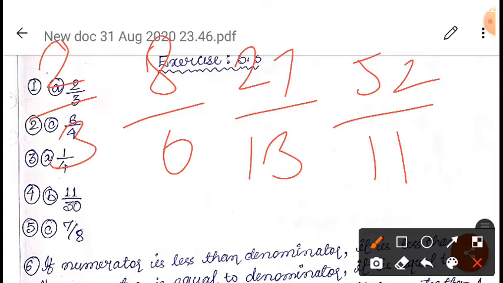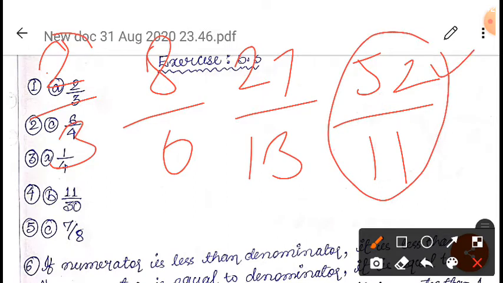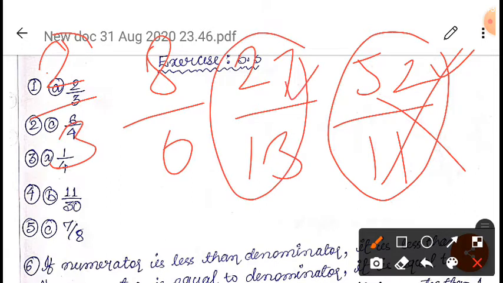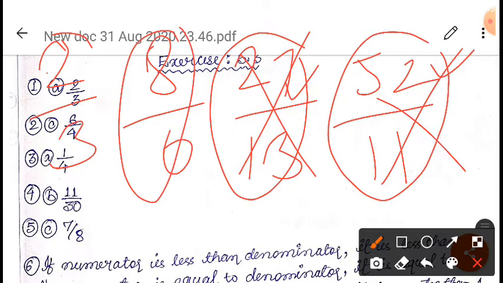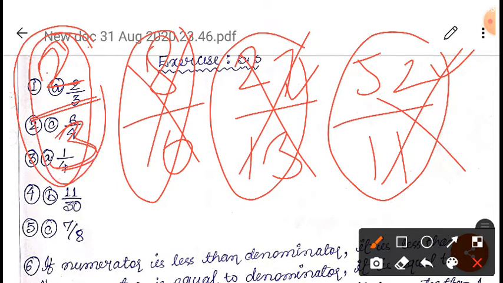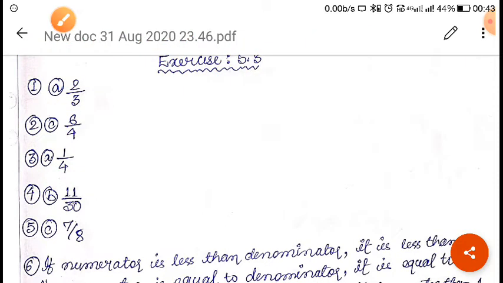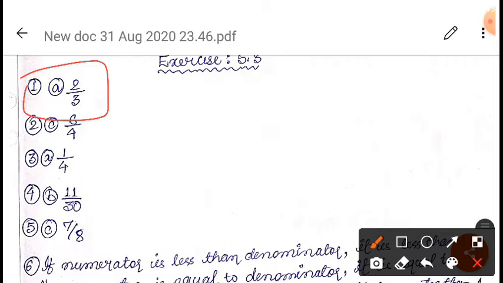So for a proper fraction, what I have told you, the denominator should be bigger, right? So in this case, the numerator is bigger, so it will not be a proper fraction. Here also the numerator is bigger, so it will also not be a proper fraction. Here also the numerator is bigger, so it will also not be a proper fraction. But here in this case 2 by 3, the case is different. The numerator is smaller and the denominator is bigger, so this is a proper fraction. As I have written, question number 1, a is a proper fraction.